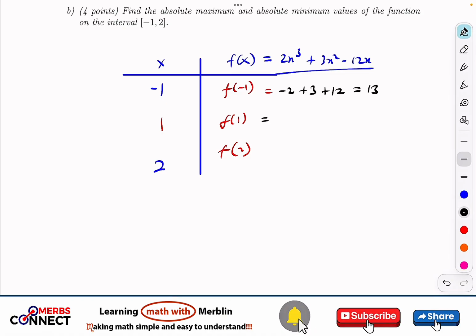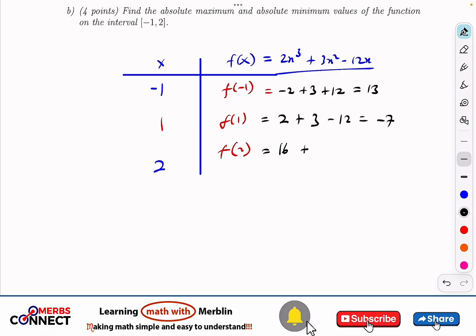Plug in 1. 1 to the power 3 is 1, so this one will be 2. This one will be 3. And this one will be minus 12. And this is going to give us minus 7. Plug in 2. 2 to the power 3 is 8. 8 times 2 is 16.